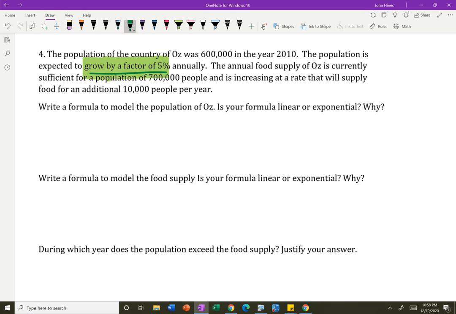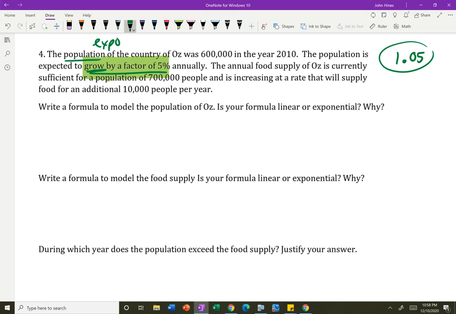We grew by a factor of 5%. So we take that 5% and turn it into a decimal, right? 0.05. And because it's growing, I do 1 plus. So this population is exponential because it's growing by a percentage, so that makes it an exponential function.